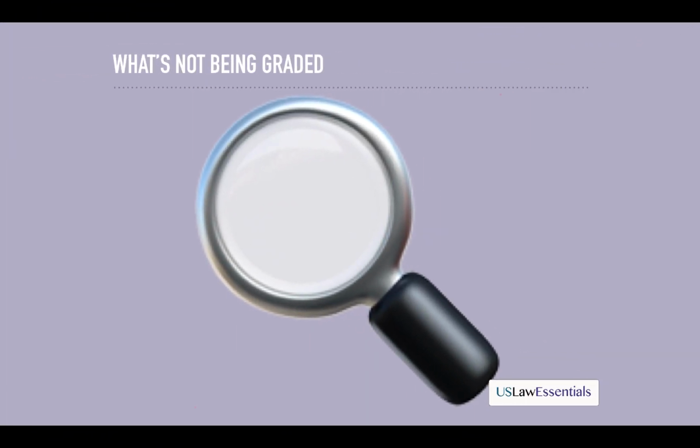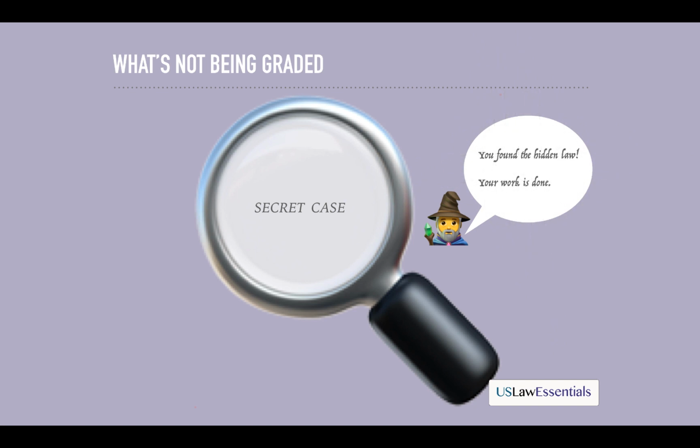Here's what's not being graded. I do see a number of students who come to me who are thinking that they've got to find some sort of secret hidden case. And if they can just find this secret case, then they're going to get a better grade because the professor is going to say, aha, you found the hidden law, now you get an A. It doesn't matter what else is in your memorandum of law. That hidden case doesn't exist. And as a student, you're wasting your time. Don't spend all this time trying to find this secret case because it doesn't exist. Instead, you've got to manage your time better.